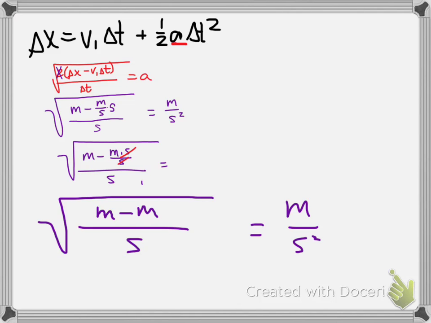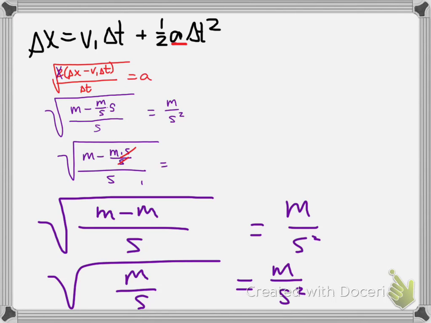Okay. Meters minus meters over seconds, square root thereof equals meters over seconds. If I subtract some number of meters from some other number of meters, what are my units on that answer? Meters. 10 meters minus 6 meters, my answer is 4 meters. So don't think, oh, well, meters minus meters, it's 0. It's not 0. We're talking about the units here, not the numbers. So that simplifies down to meters over seconds equals meters over seconds squared.